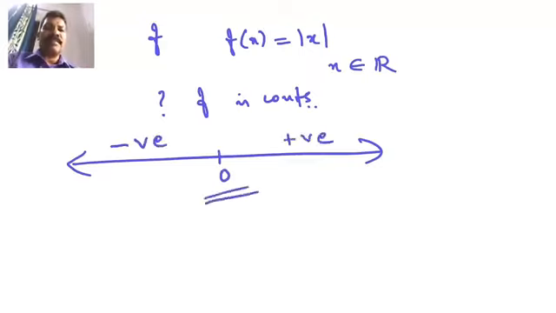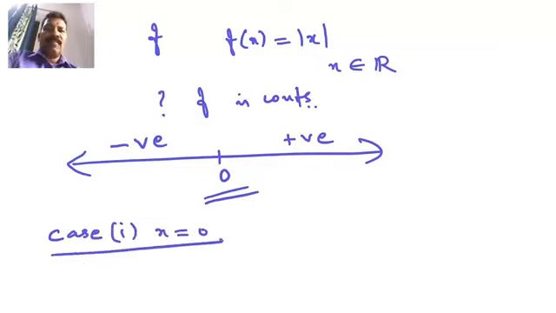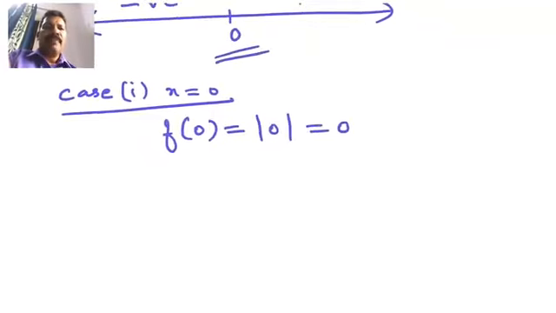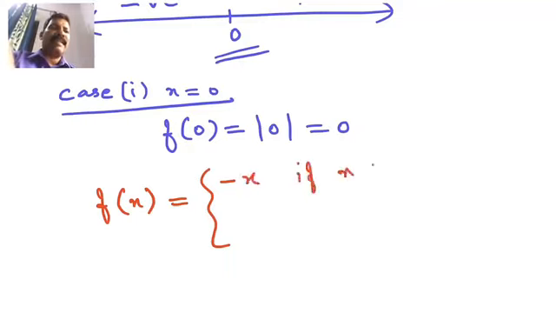First of all, we shall consider 0, that is case 1, x equals 0. Clearly, what is the value of the function at x equal to 0? That is f of 0 is equal to modulus 0, which is equal to 0. So we got the value of the function at x equal to 0. And we know the definition of the modulus function: f of x is equal to negative x if x is less than 0 and positive x if x is greater than or equal to 0.